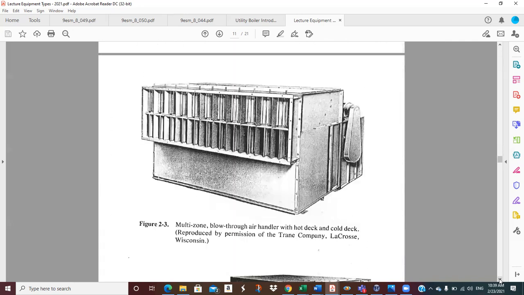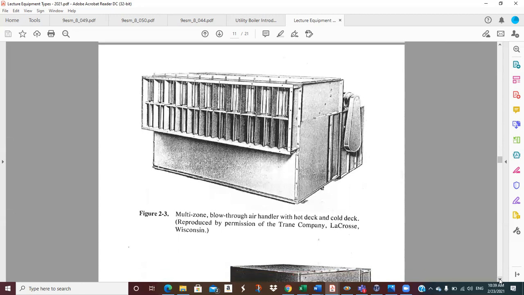Okay, so this is what we would call a multi-zone unit. And so this is set up so you have a heating coil and a cooling coil. And so out of, say, this bottom shelf, you get cold air. It doesn't matter, cold air, warm air. And the top shelf, you get the opposite. So if we got cold on the bottom, we got hot on the top.